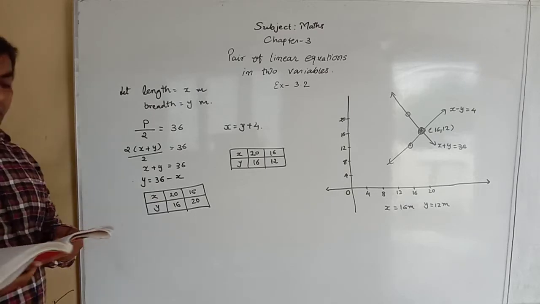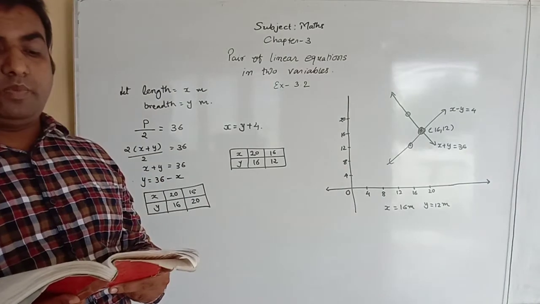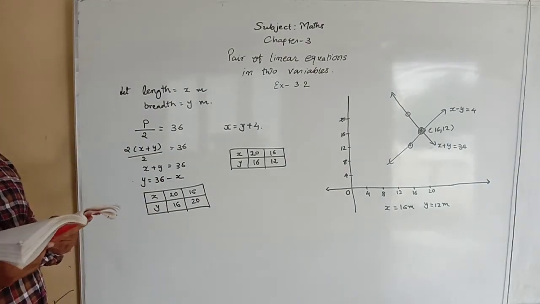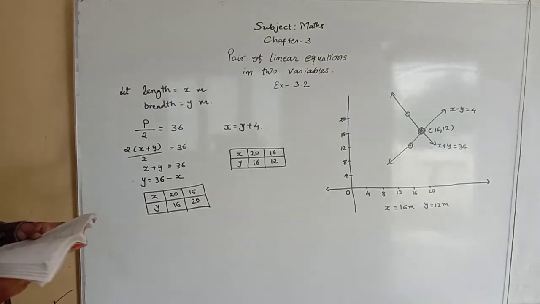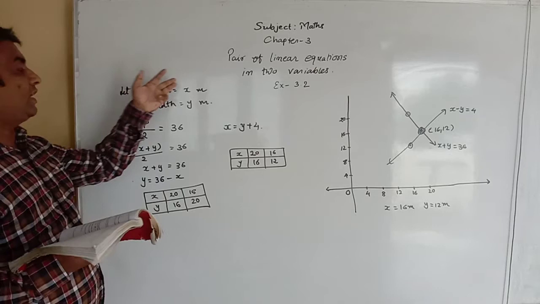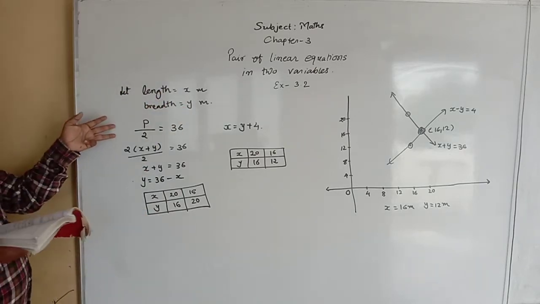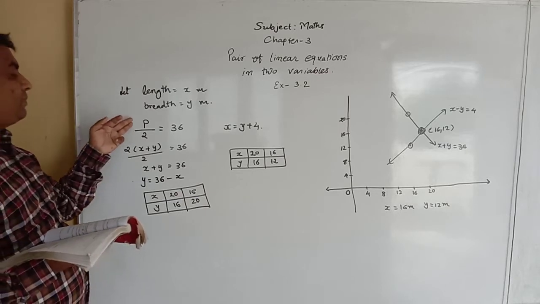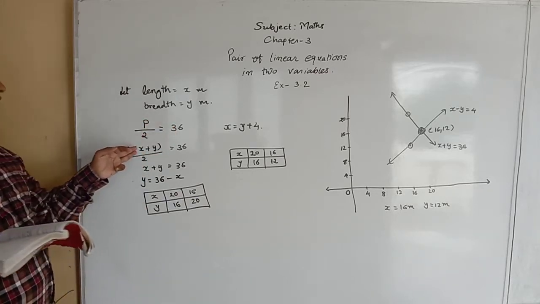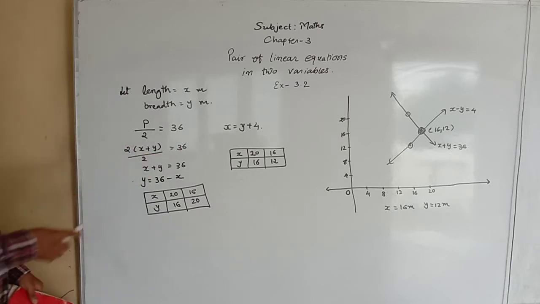Question 5: half the perimeter of a rectangular garden, whose length is 4 meters more than its width, is 36. Find the dimensions of the garden. Here we know that perimeter depends on length and breadth in the rectangle. So length equals x meters, breadth equals y meters. Then it is said half of the perimeter is 36. So perimeter by 2 equals 36. The perimeter formula is 2 into x plus y, divided by 2, equals 36. So x plus y is equal to 36.